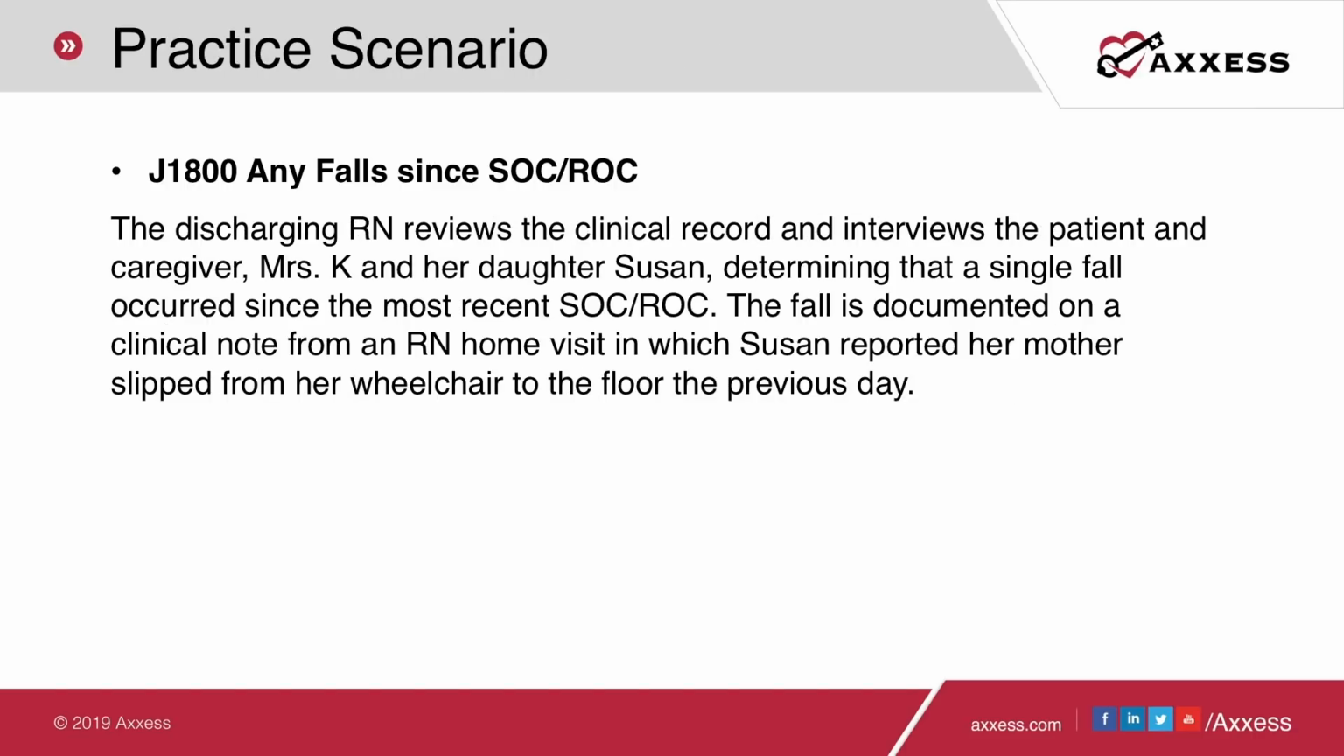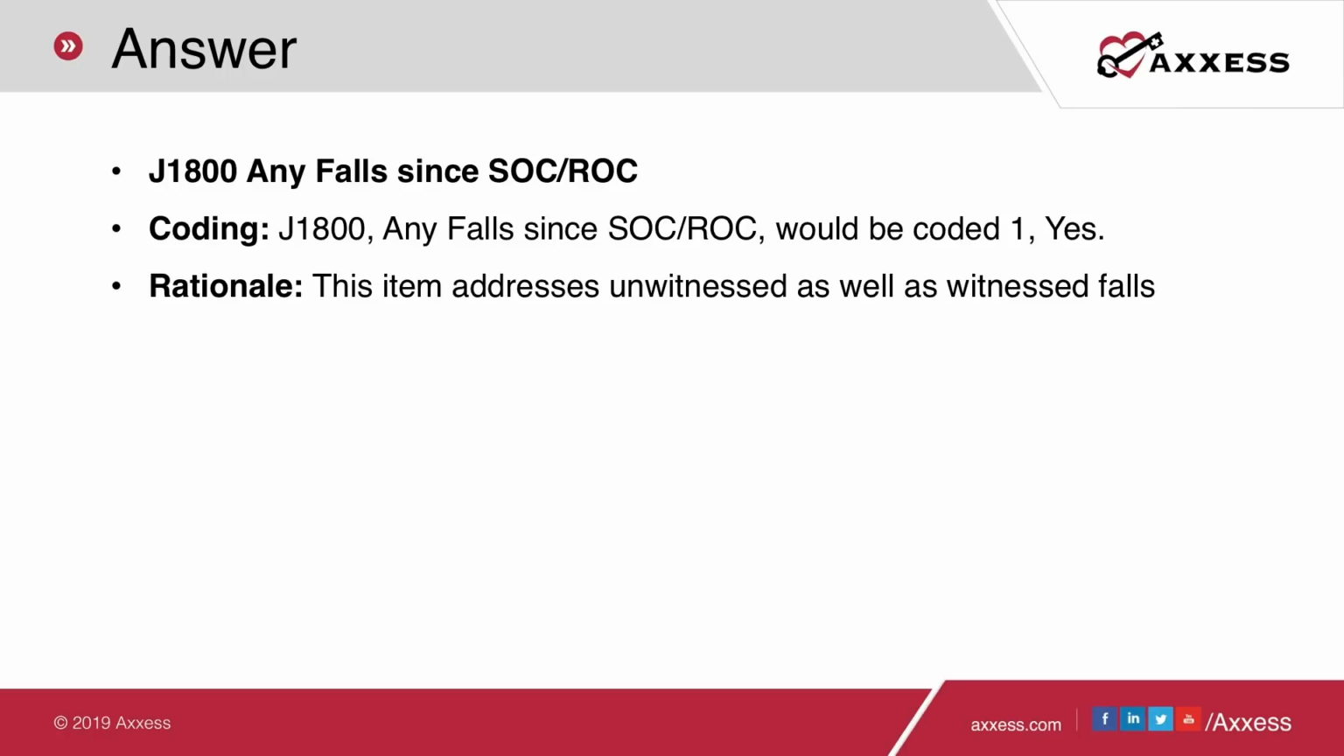The discharging RN reviews the clinical record and interviews the patient and caregiver, Mrs. K, and her daughter Susan, determining that a single fall occurred since the most recent start or resumption. The fall is documented on a clinical note from an RN home visit in which Susan reported her mother slipped from the wheelchair to the floor the previous day. How would you answer J1800? That, of course, would be a 1. It also addresses unwitnessed and witnessed falls.